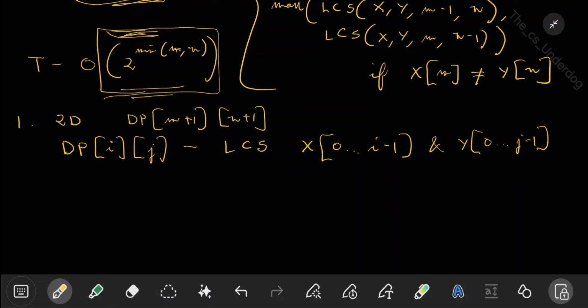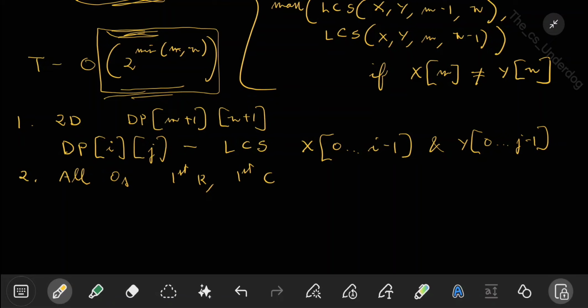Then the next thing is, you have to initialize. What is the second step? You have to initialize the table with zeros. You need not make all of it zeros. Instead, you can just make the first row 0 and the first column 0. This should do. Why are the first column and first row 0?